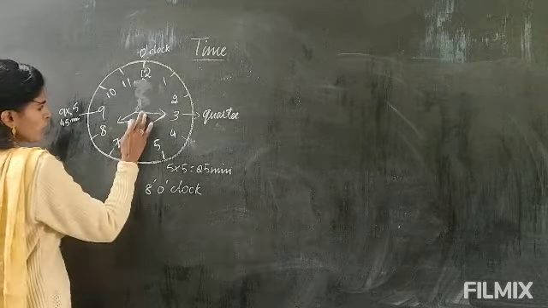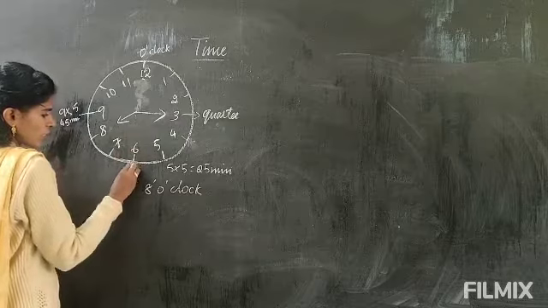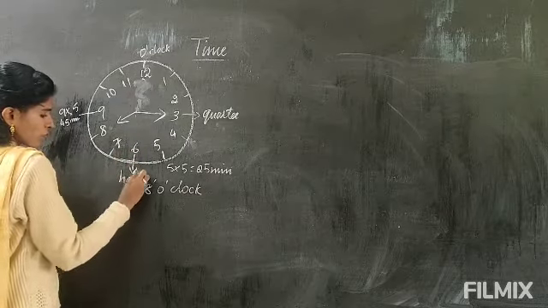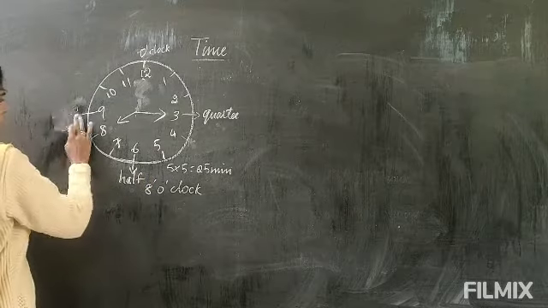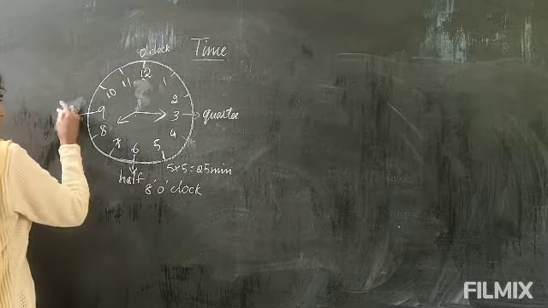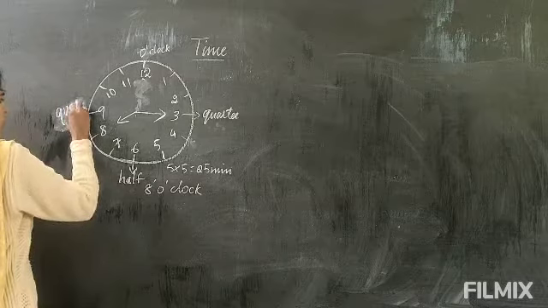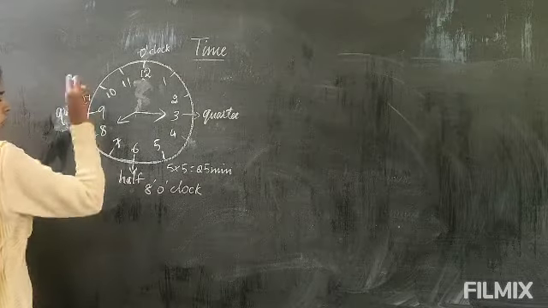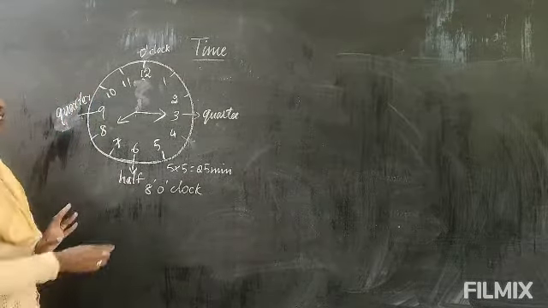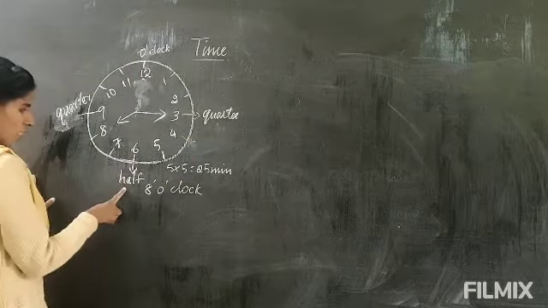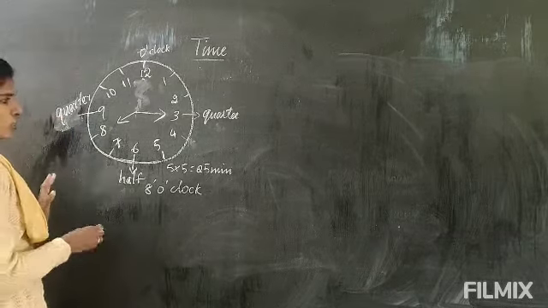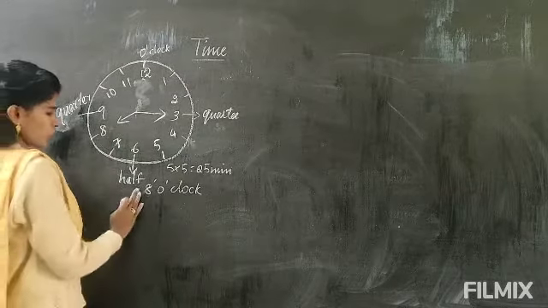Now suppose it is in 6. When it is in 6, we say half. When it is in 9 also it will be quarter, but that is quarter to. I will explain how to do that. So when we write in words, when it is in 12, we say o'clock. When it is 3, it is quarter. When it is 6, it is half. When it is 9 also, it is quarter.